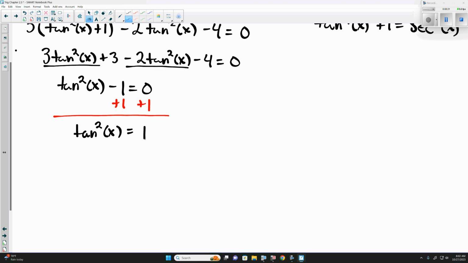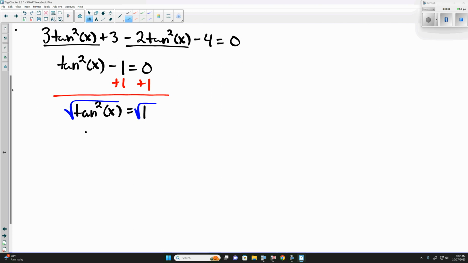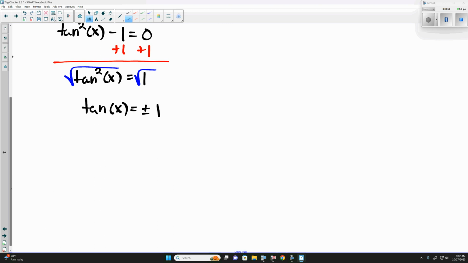Now, since I got tangent by itself, we can use the square root method. And I can take square root of both sides. And the square root of tangent squared is just going to be tangent of x equals plus or minus. Because whenever we take square root of both sides, we have to add the plus or minus. Incidentally, square root of 1 is 1. And we have this here. Now really we have two statements. We're saying that tangent of x, tangent of whatever this angle is, equals positive 1. And tangent of whatever this angle is also equals negative 1.